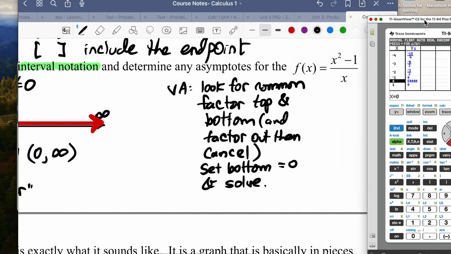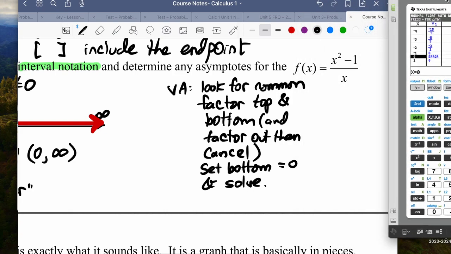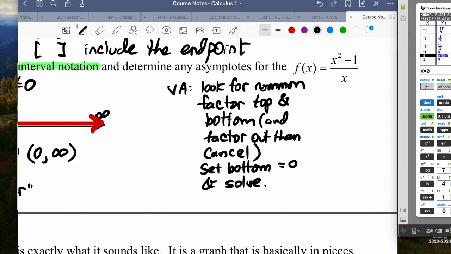Because if I factor out the top, I could. I'm not going to, because I know that even though that top is factorable, one of the factors is not x, right? In order for that to be the case, each term in the numerator would have to have an x in it, right? That's not the case here, right? So I can kind of skip right past that. So then I set the bottom equal to 0 and solve, right? So set the bottom equal to 0, x equals 0. That's my vertical asymptote.